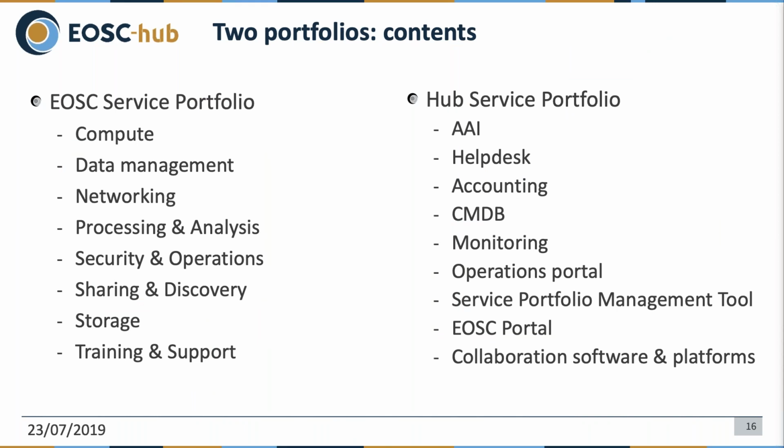Within the EOSC Service Portfolio, these are just the categories of kinds of service: compute, data management, networking, processing, etc. We can look at them in a little bit more detail in a second. But as I said, these are not provided by us as EOSC Hub. We contribute some services, but increasingly they're onboarded. I think we have 75, 77 services now onboarded from the community, with lots more in the pipeline. So this is really representing what a whole community does, not just us.